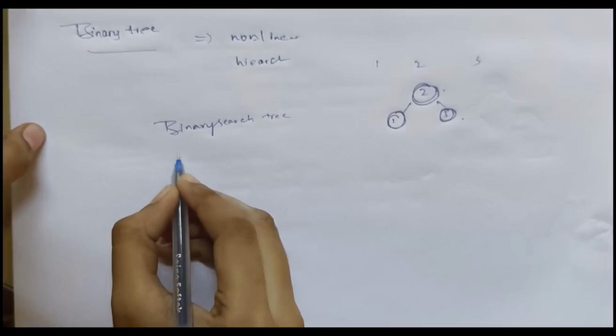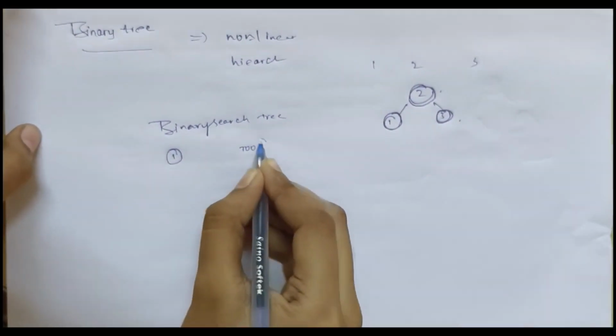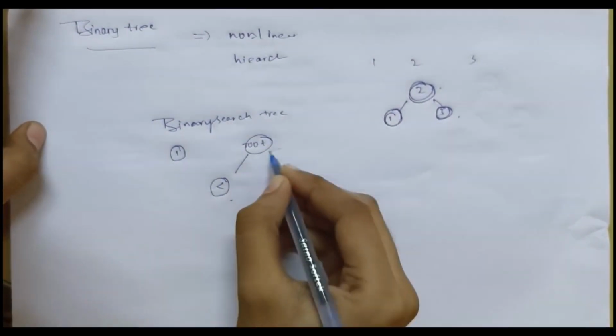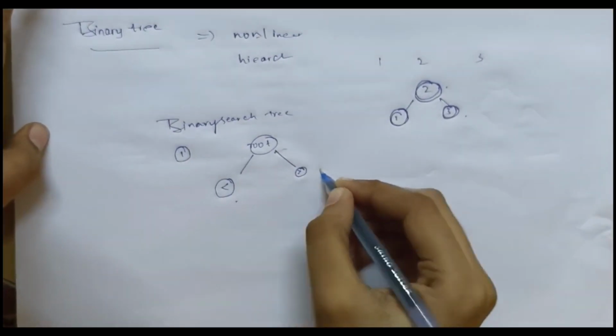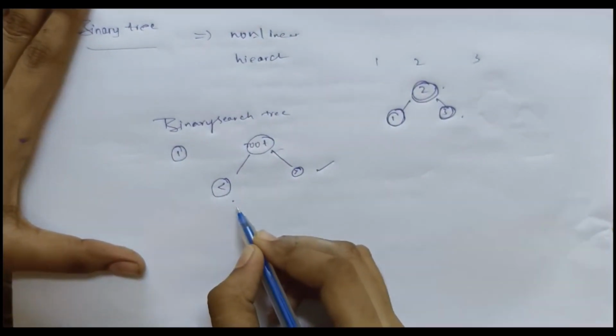In binary search tree, the first condition is the root is present at the middle, and the values less than the root are present at left and greater than the root are present at right. So this is mainly the condition for the binary search tree.